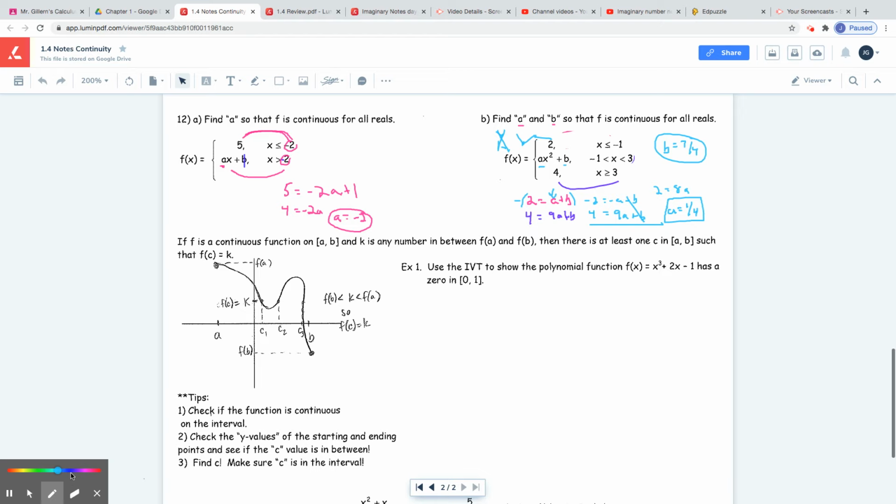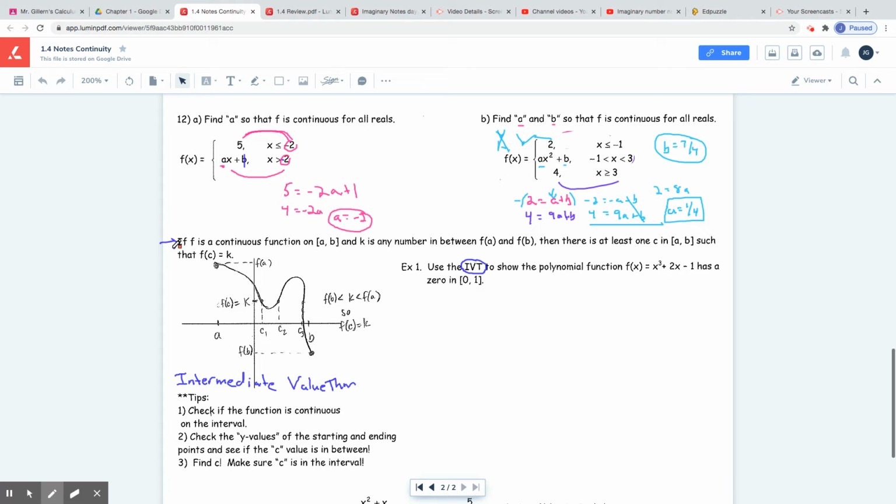All right, last thing is it says use the IVT. All right, that stands for the intermediate value theorem. I'm not really quite sure how to spell intermediate. I think that looks good. Okay, and it's listed right here.